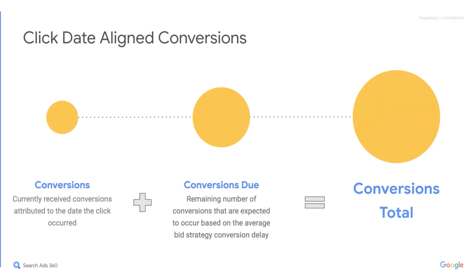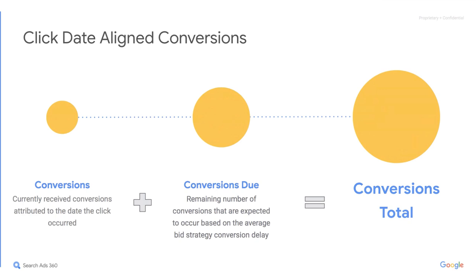So the other metric that we've launched is conversions due. Conversions is something you already see in your account. The conversions received attributed to the date the click occurred. But conversions due is our way of telling you that there are more conversions that are expected during this date range based on the average conversion delay.